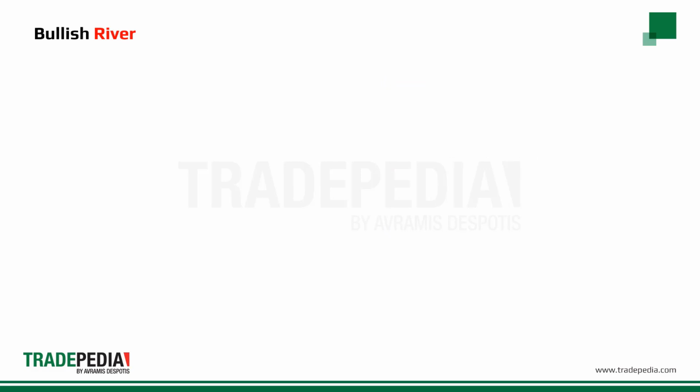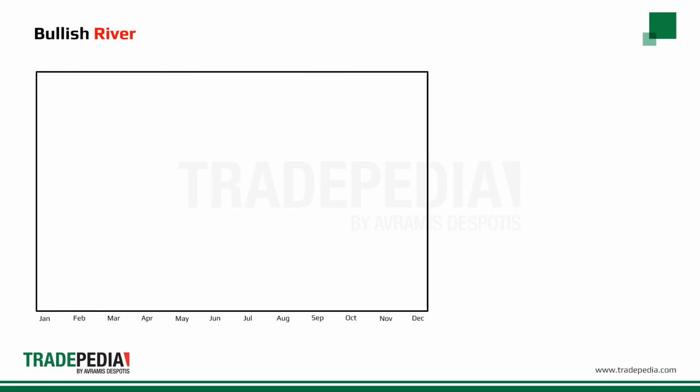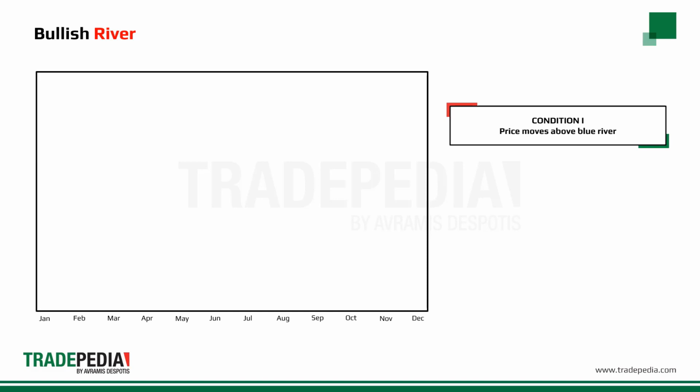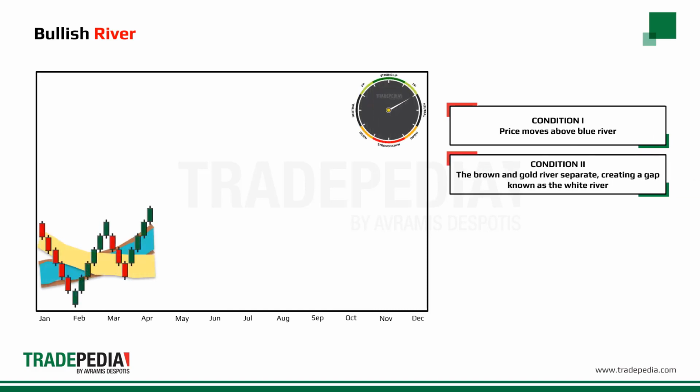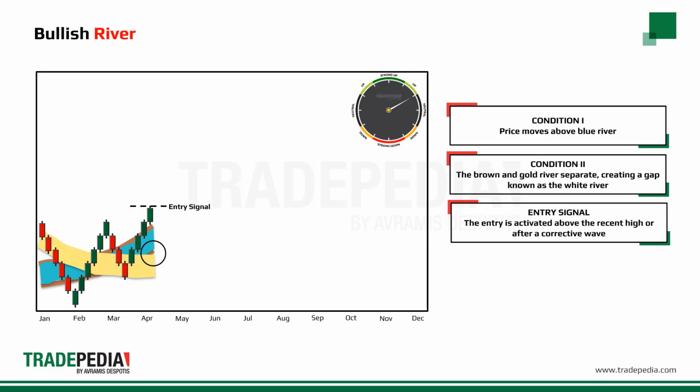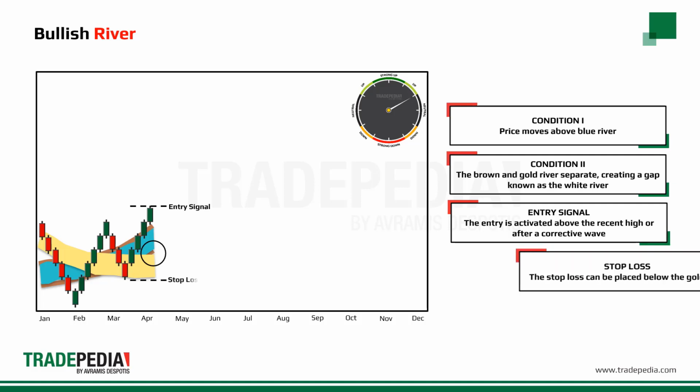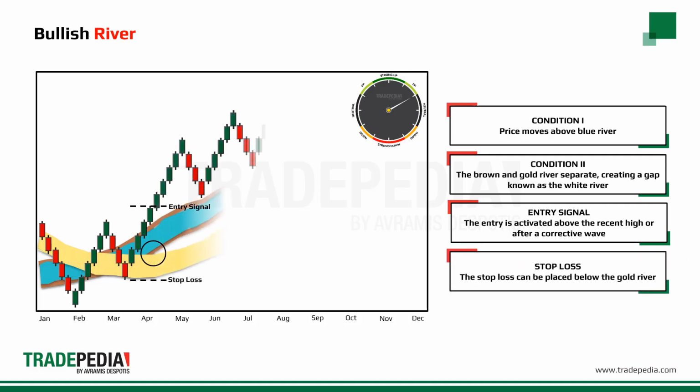A bullish river signal is given when the following conditions are met. Condition 1. Price moves above Blue River. Condition 2. The Brown and Gold River separate, creating a gap known as the White River. The entry is activated above the recent high where the signal was generated or after a corrective wave. The stop loss can be placed below the Gold River.